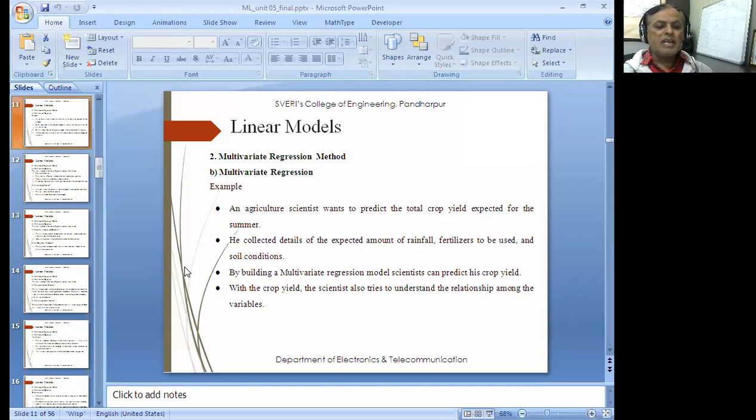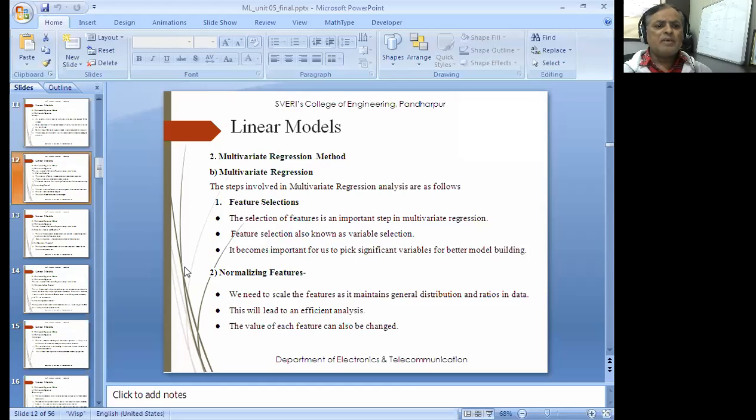With the crop yield, the scientist also tries to understand the relationship between different variables. For example, the relationship between rainfall, fertilizers, and the soil conditions, as these are the important variables.